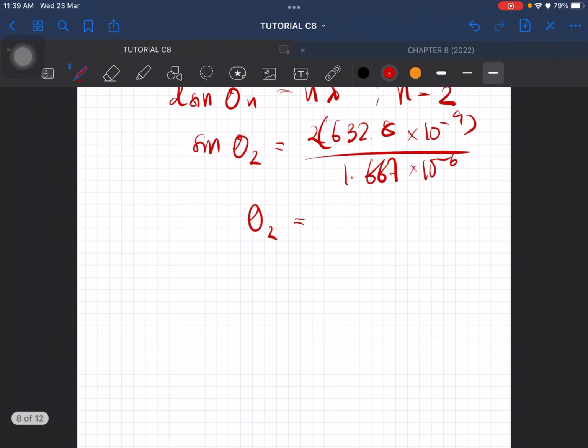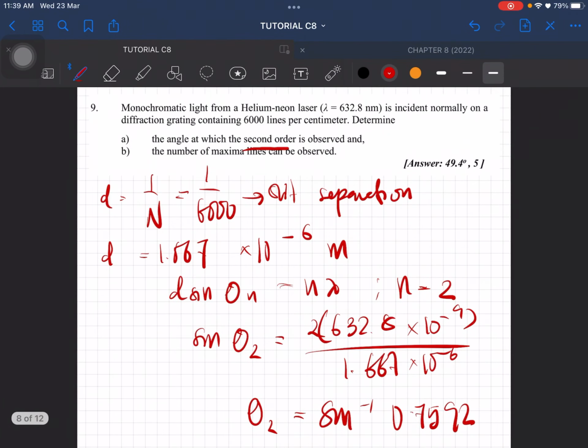You can rearrange that, so shift sine to get the answer of this equation, the diffraction. You should get the angle to be about 49.4 degrees. Okay, so that is the angle at which the second order is observed.